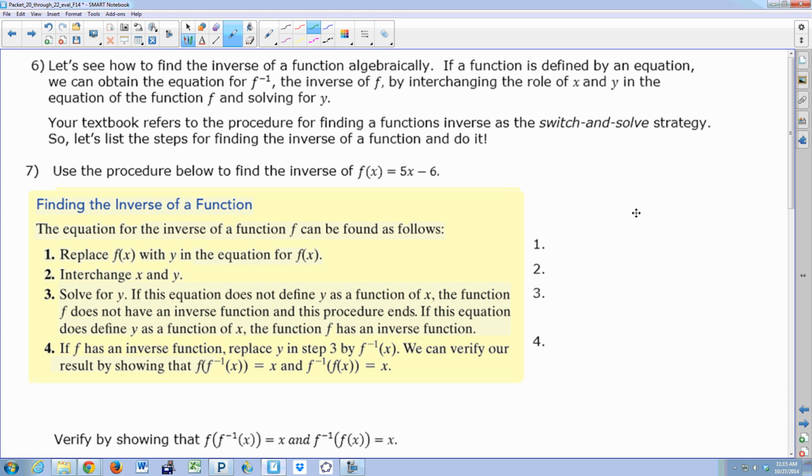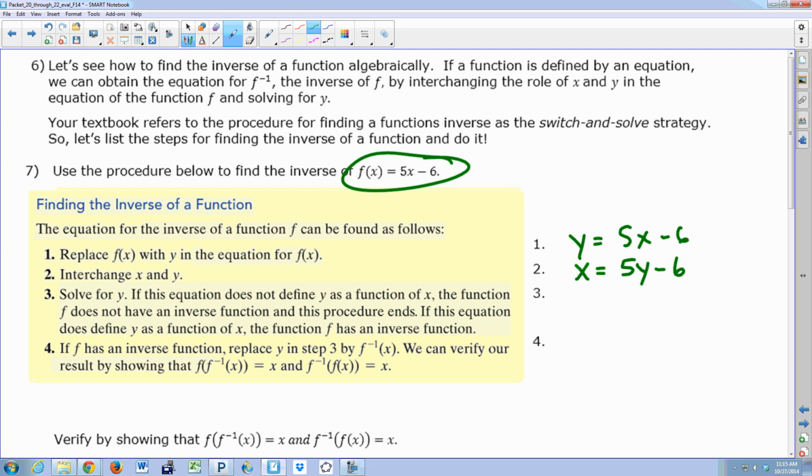So the first thing it says to do is to replace f of x with y. So I'm going to take this function and put it into my usual xy notation. So y equals 5x minus 6. And since we know that our inverse function interchanges x and y, let's interchange it right now. So where I see a y, I have an x. And where I see an x, I have a y.